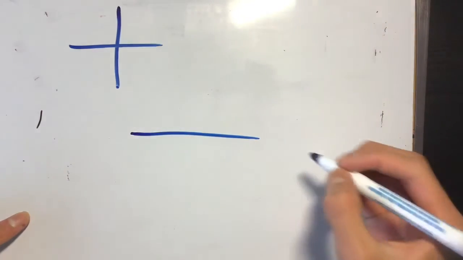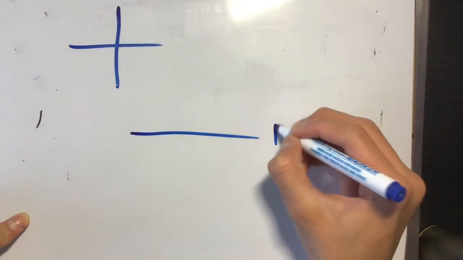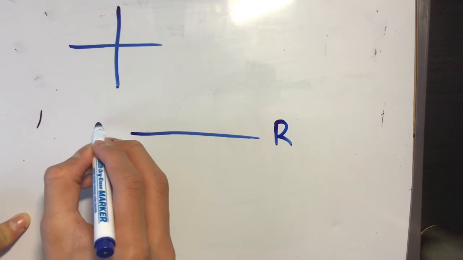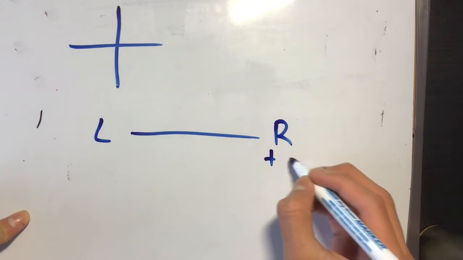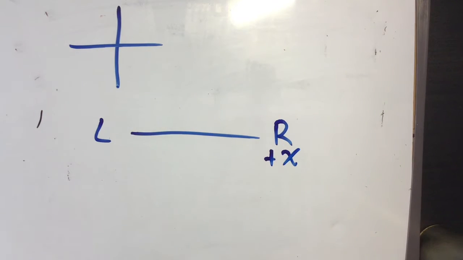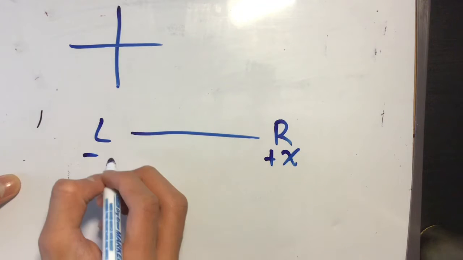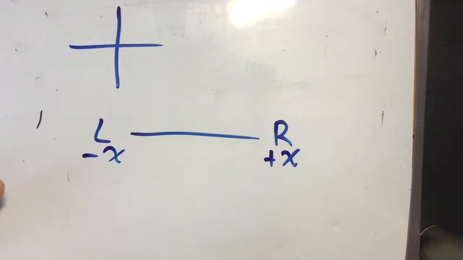On the x-axis, there's the right side, and there's a left side. The right side is always positive. So, for example, positive x. But the left side is negative x. So, the left side is always going to be negative x, while the right side is positive x.